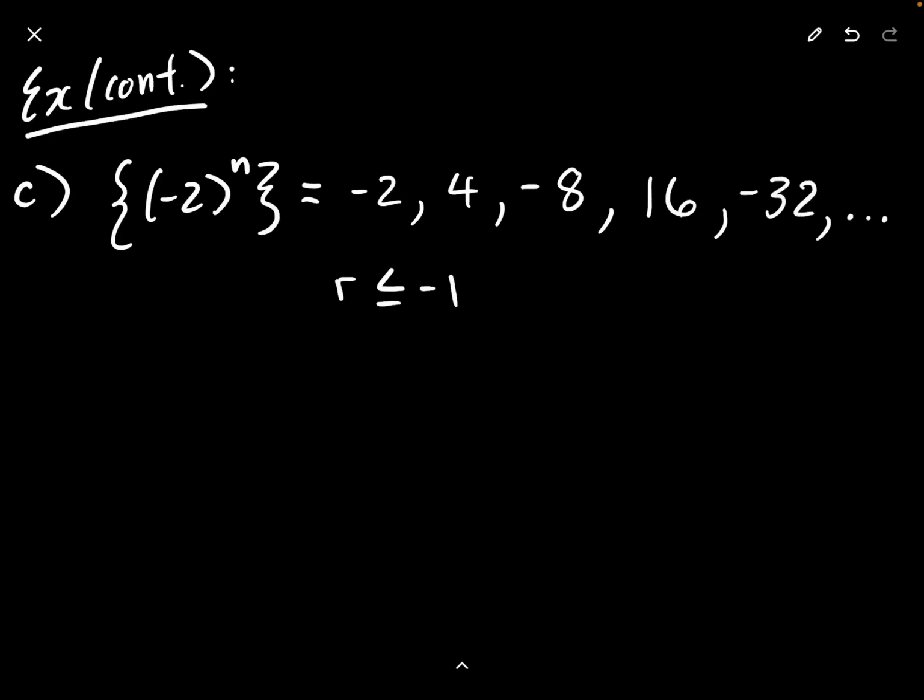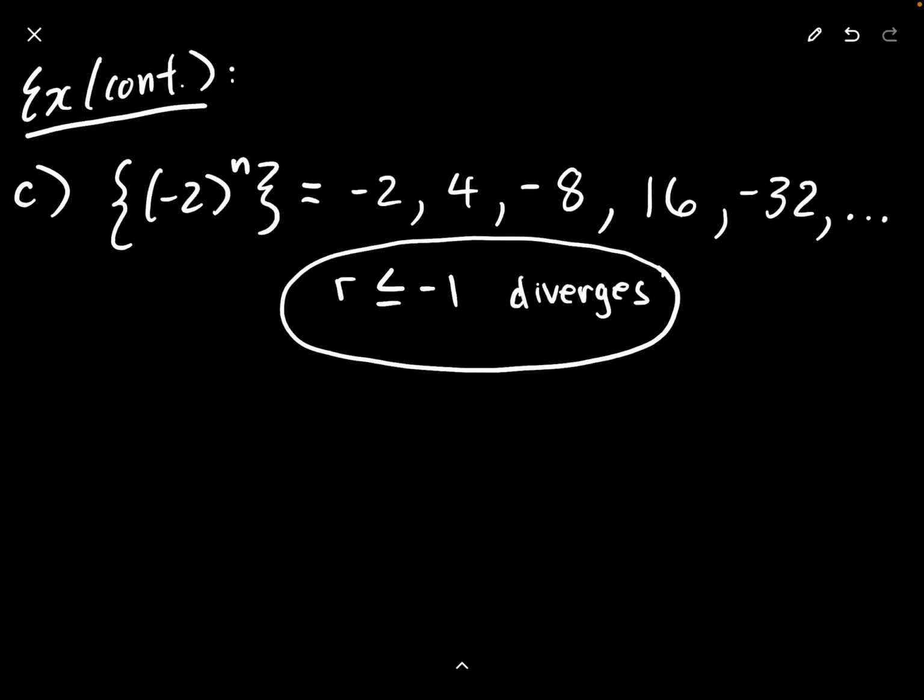So this is the case for the geometric sequence where r is less than or equal to -1. So in that case, it diverges. And we can see by writing the first few terms that the terms are getting larger and larger, and they're also oscillating between positive and negative. So you will never come to a limit, and the sequence diverges.